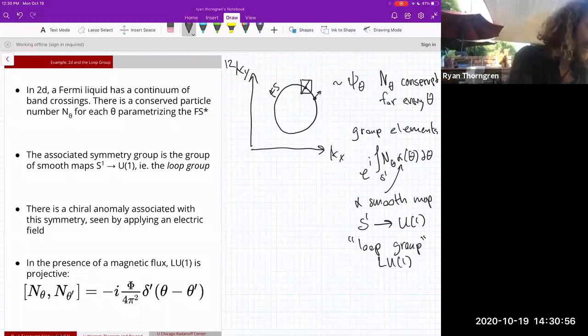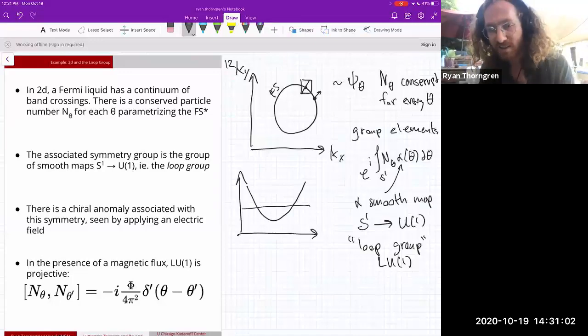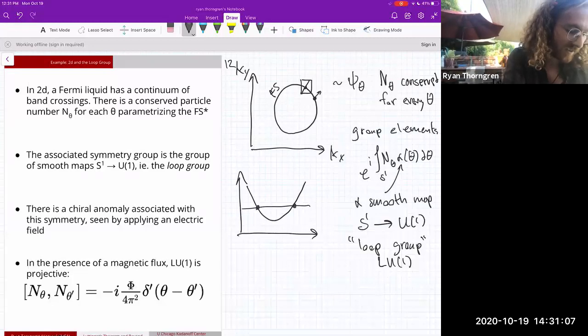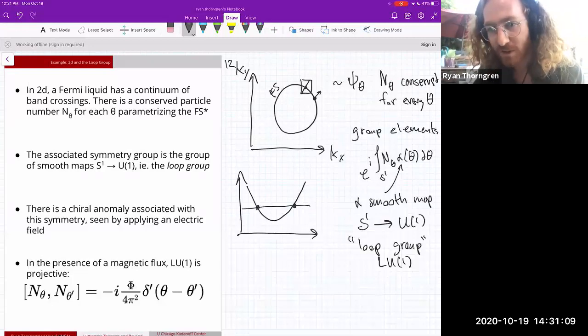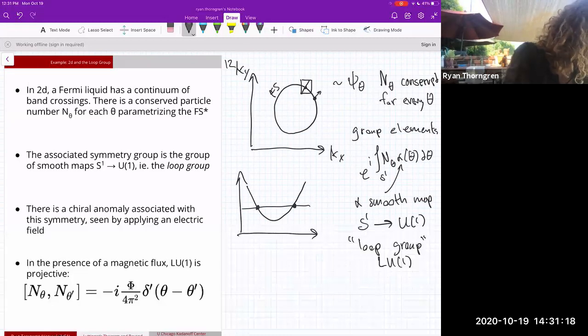Now I'll remind you that in the chiral anomaly, a very simple way to see the anomaly is that if we apply an electric field, which is associated with the diagonal U1 symmetry, U1 left plus U1 right, we will be moving electrons along this band and effectively creating axial charge by turning left movers into right movers.